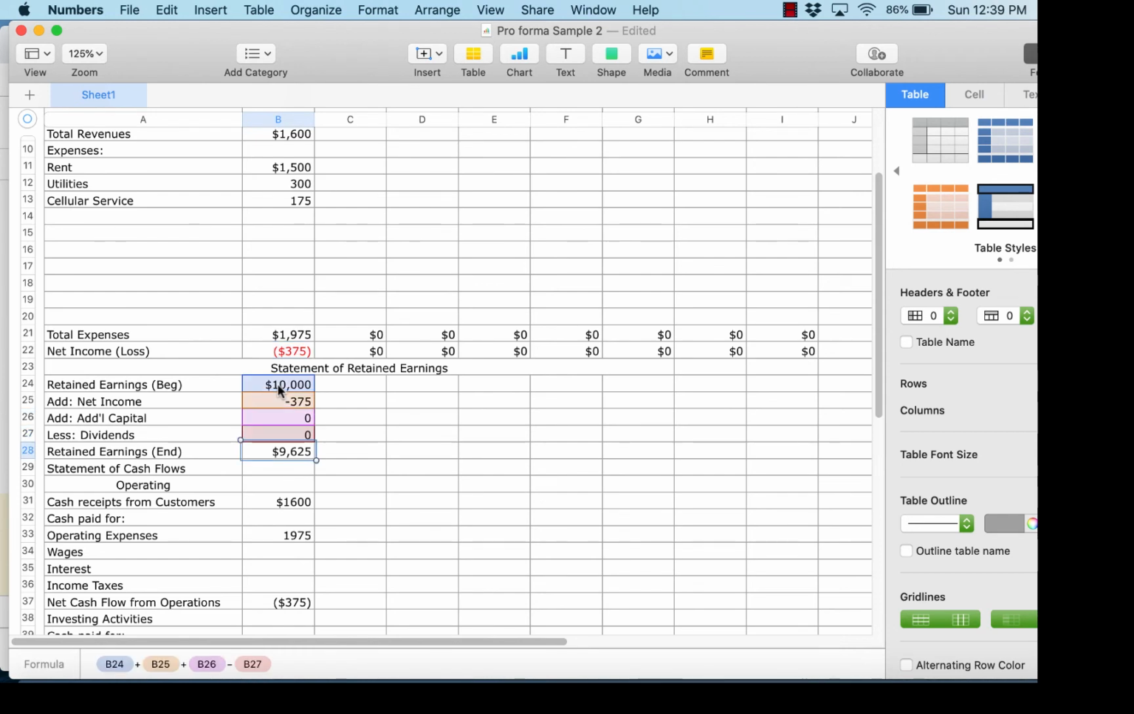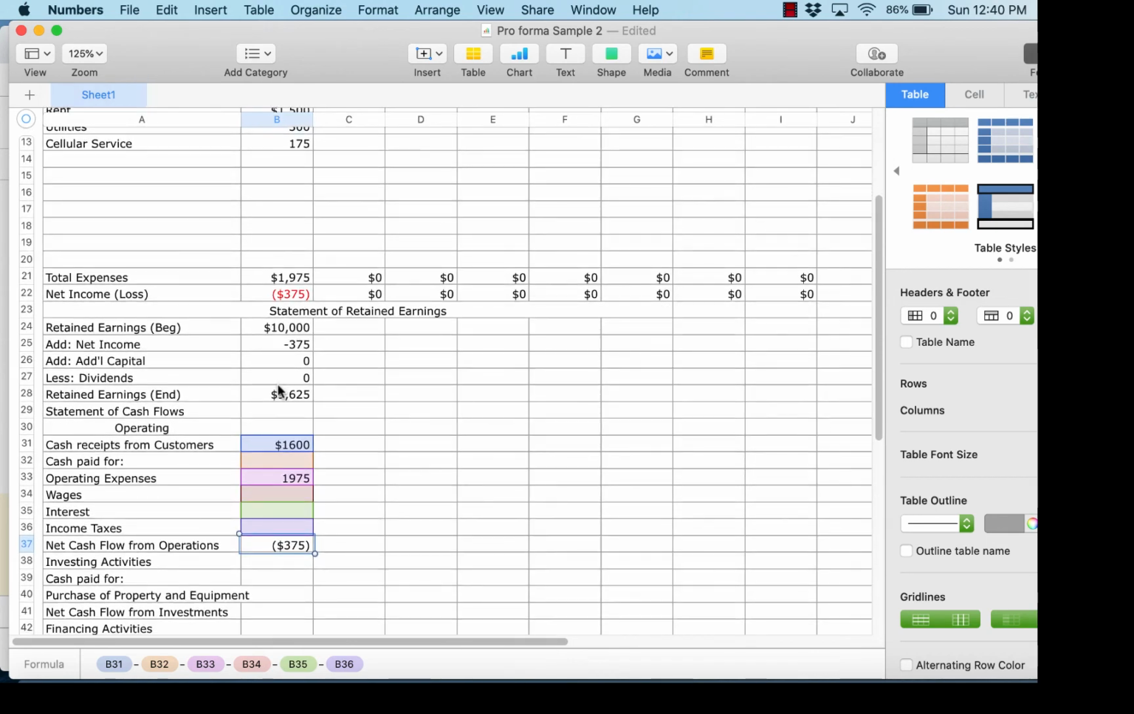And so we have $9,625 in retained earnings at the end of the month. Moving on to our statement of cash flows, our operating activities include our cash receipts from customers, or our sales. And we might have our operating expenses, so that $1,975. If we had income, we would have our income taxes calculated in. Net cash flow from operations then is $375.